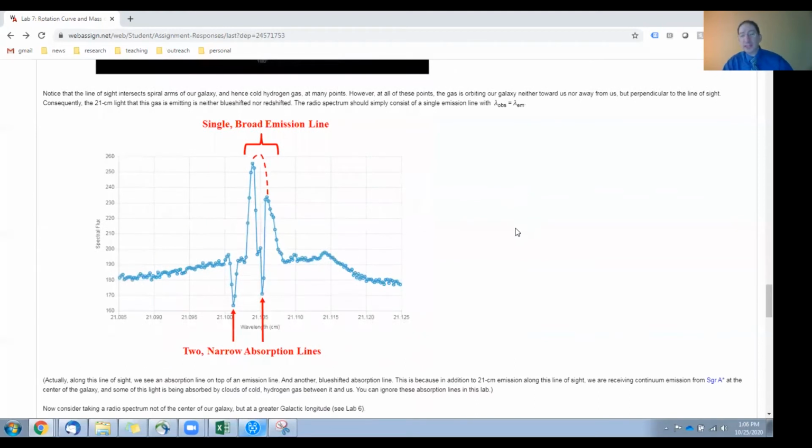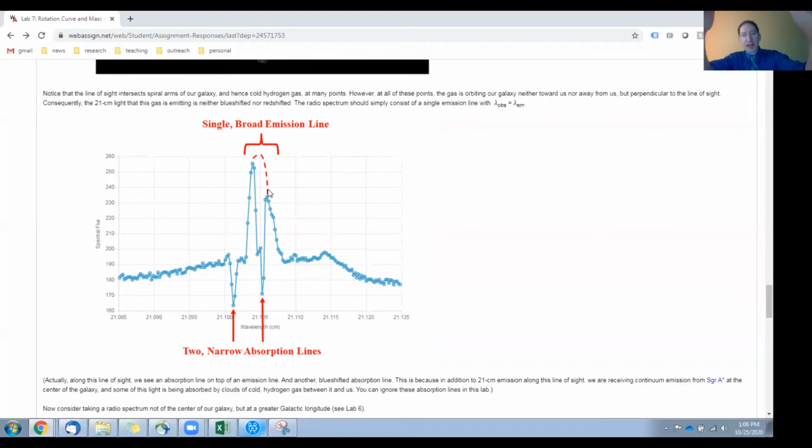So when you take this spectrum, this is what you'll see. You will see a broad emission line, but there are some extras in this spectrum only. And that's because when we're looking at the galactic center, we're not just looking at the cold neutral hydrogen along that line of sight, but we're looking at Sagittarius A star, which is the radio emitting region about the supermassive black hole, the center of our galaxy.